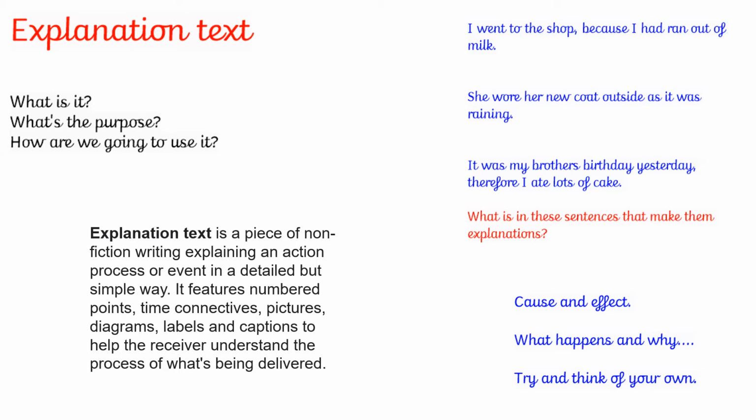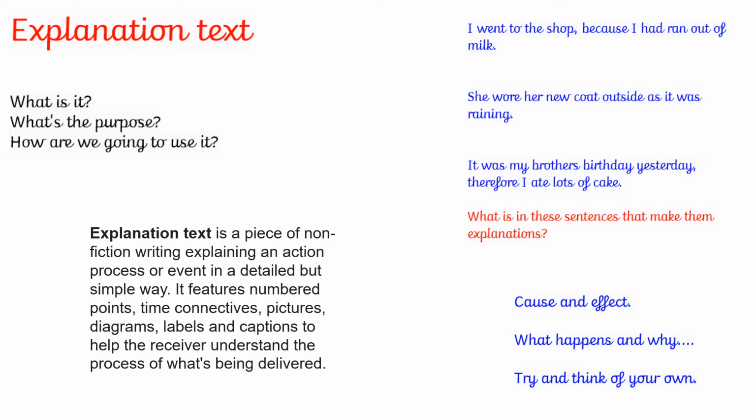So on the right hand side of the screen you can see a few sentences, and a really big part of an explanation text is using that cause and effect. We did this a lot last week in our SPAG, and the cause and effect is telling you why something happened. So this first sentence, I went to the shop because I had run out of milk, adds a subordinating conjunction, which is because, and it's telling me why I went to the shop. I went to the shop is a main clause, but I've added that subordinating conjunction to add in the why.